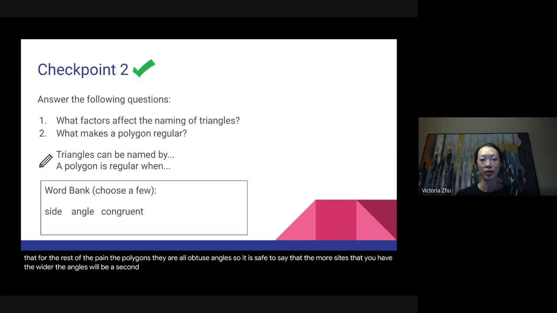Now here's a second checkpoint. Answer the following questions. What factors affect the naming of triangles? What makes a polygon regular? I have some starters for you to use to write your response. And in the word bank, we have 3 words. I feel like those are the most important. This is the end of the video, and so you can write in your response.